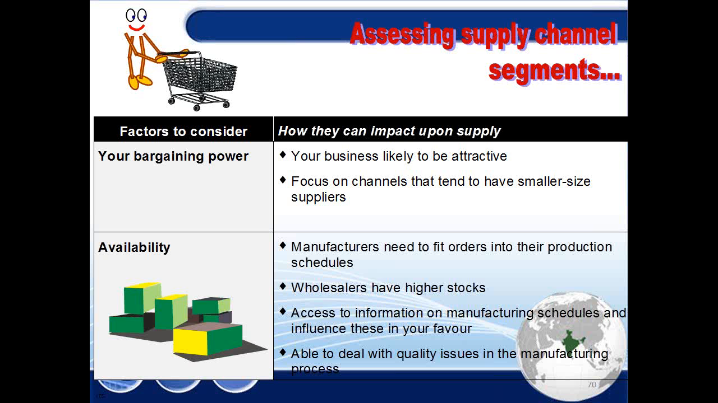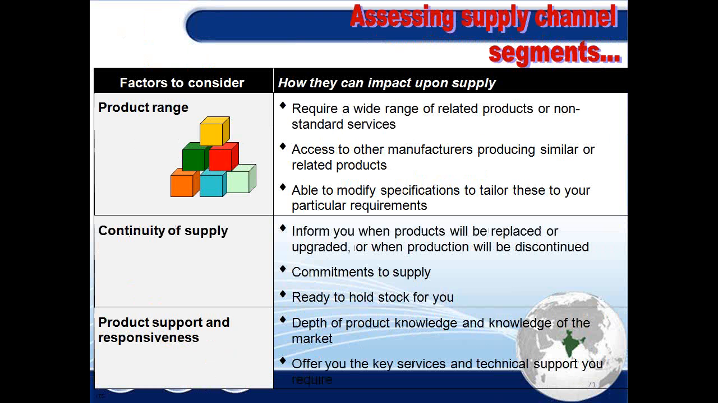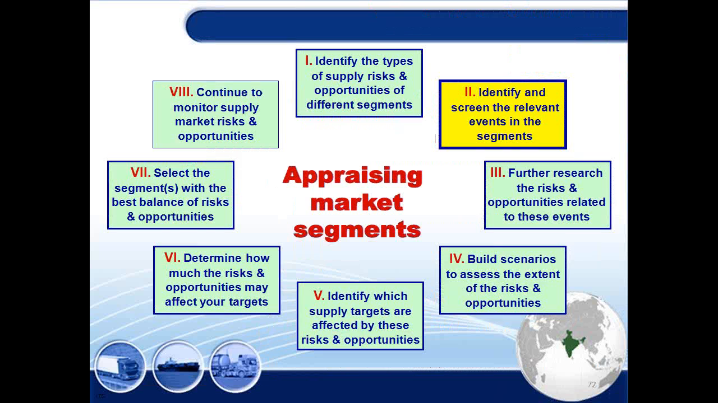So the choices of availability are also there. Product range: it depends on whether I have got too many products in the range, what size it is, continuity of supply, and the last one is product support and response. So these channel segments count in that.